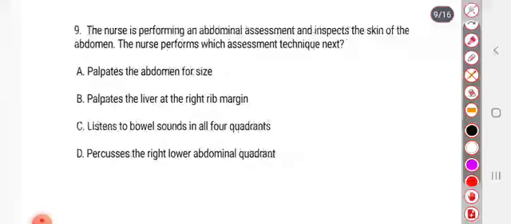the nurse is performing an abdominal assessment and inspects the skin of the abdomen. The nurse performs which assessment technique next? एब्डोमिनल असेसमेंट के दौरान नर्स इंस्पेक्शन कर रही है, उसके बाद में कौन सा असेसमेंट परफॉर्म करेगी? Palpate the abdomen for size, option A, and option B is palpate the liver at the right rib margin, and option C is listen to bowel sounds in all four quadrants, and option D is percuss the right lower abdominal quadrant.